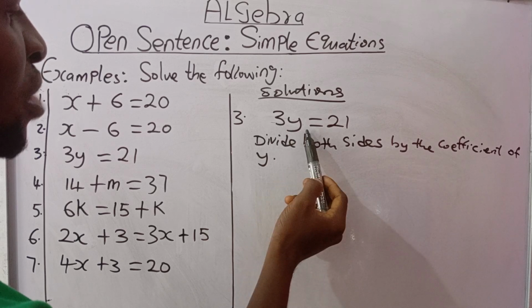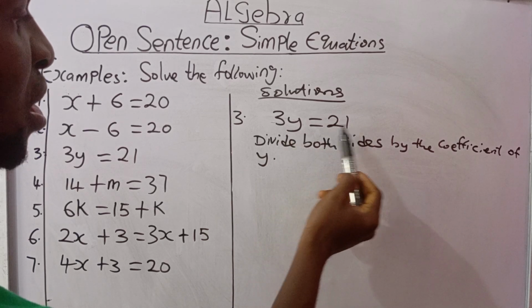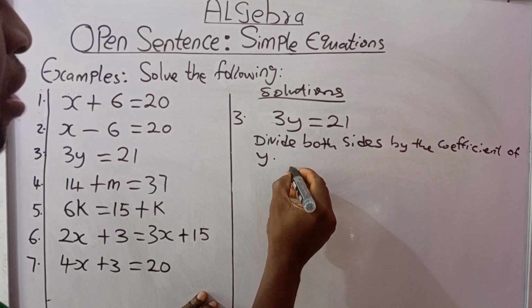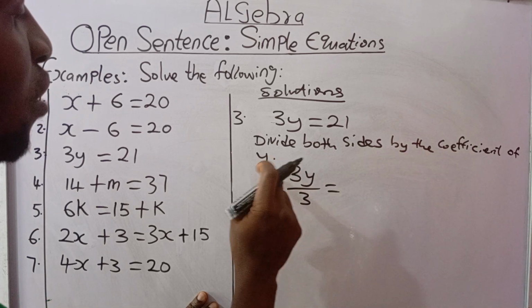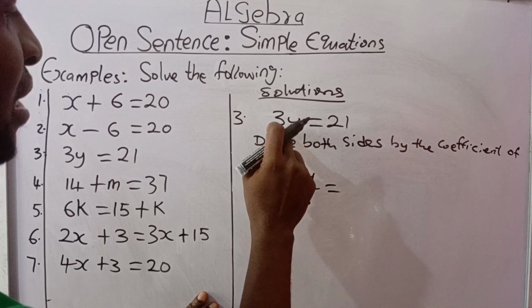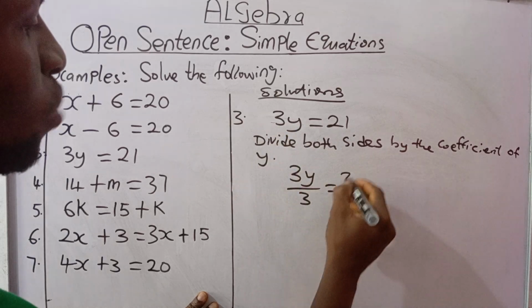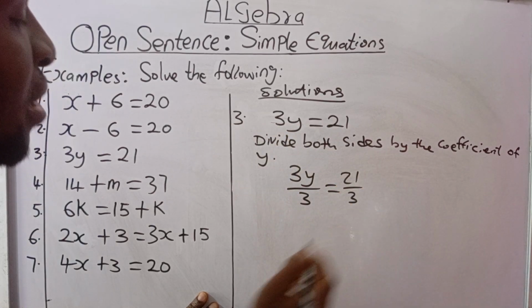So you are going to use 3 to divide the side, and also use 3 to divide the other side. Look at how we'll be doing it. That will be 3y over 3, because we should use the coefficient of y to divide both sides. The coefficient of y is 3. We use it to divide this side, then 21, we equally use it to divide this side.